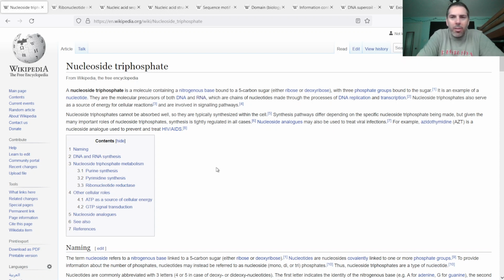The chains aren't just made from scratch. You have to have another chain as your template and build a new chain by pairing with the previous chain.